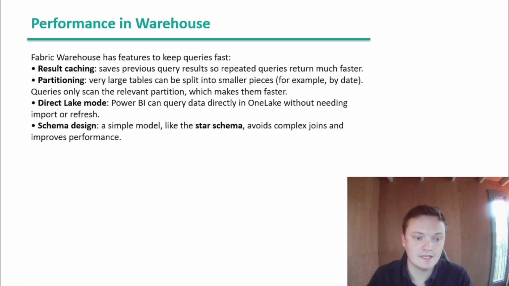Performance in Warehouse. Fabric Warehouse has features to keep queries fast. Result caching saves previous query results, so repeated queries return much faster. Partitioning: very large tables can be split into smaller pieces, for example by date. Queries then only scan the relevant partition, which makes them faster. Direct Lake mode: Power BI can query data directly in OneLake without needing import or refresh. And schema design: a simple model like a star schema avoids complex joins and improves performance.